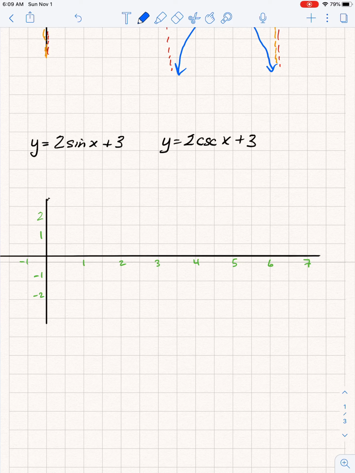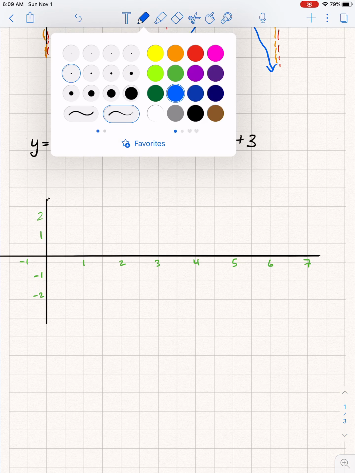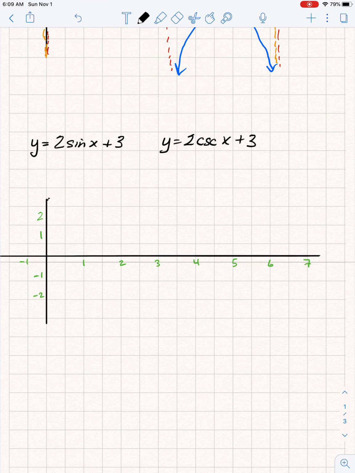Another example for us. I put a little transformation on this one. What if we graph y equals 2 sine x plus 3? What do we know? The period is going to be 2 pi. The amplitude is 2. And this 3 at the end means your midline is going to change. It moves up 3, to y equals 3.